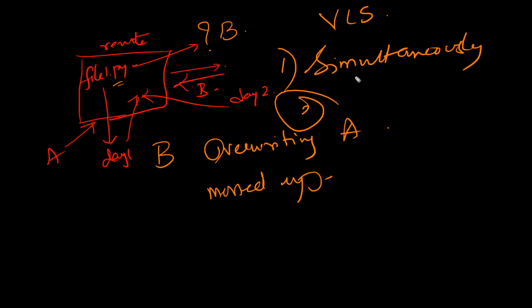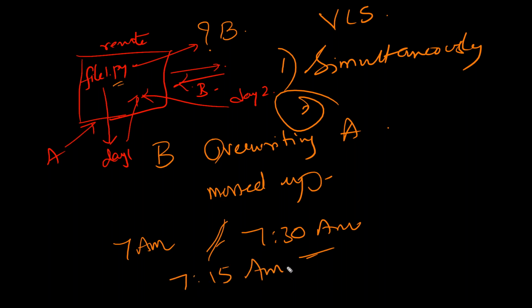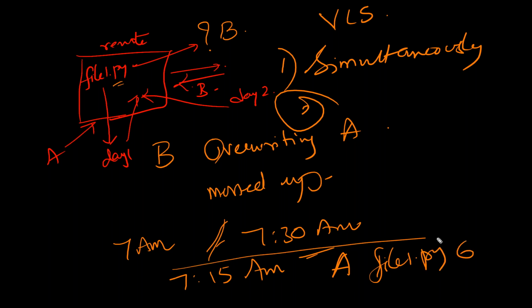Not only that, if something goes wrong, let's say the application is working fine till 7 a.m. At 7:30 something happened, something went wrong, the application crashed. You want to see what happened in between. So you need very detailed logging, like at 7:15 a.m. person A made changes to file 1.py on line number 6, right? This kind of detailed logging, including the timestamp and the changes he made.